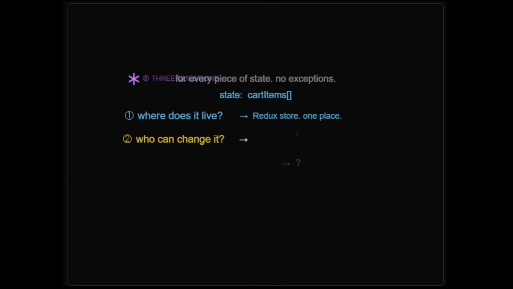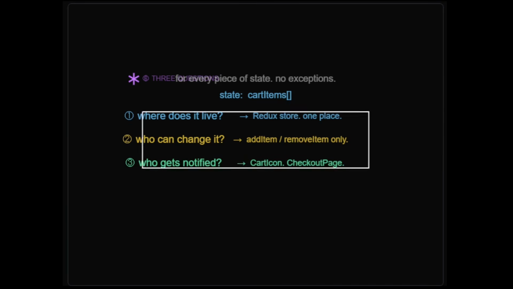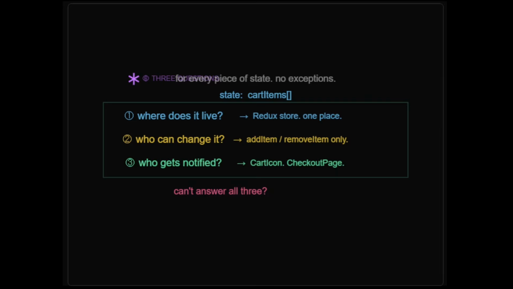Know who is allowed to change it. Know how everything else gets notified when it does. If you can't answer those three questions for a piece of state in your system, you will eventually have a bug you cannot explain.